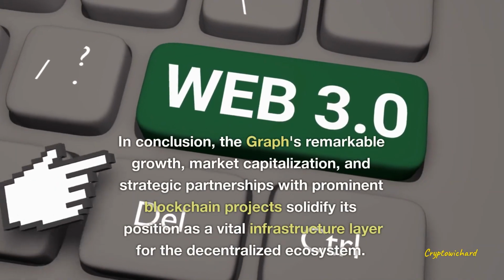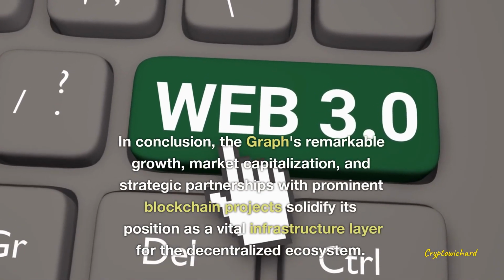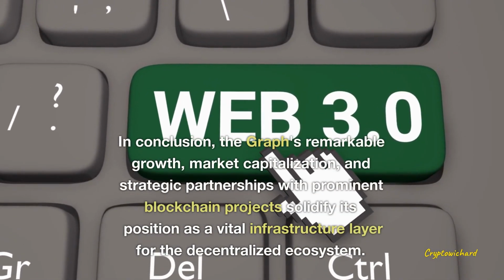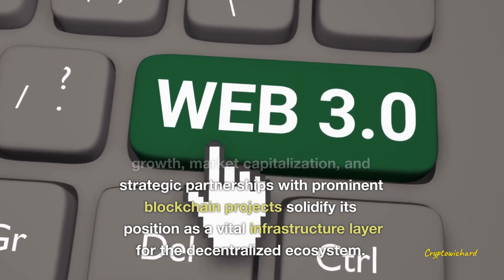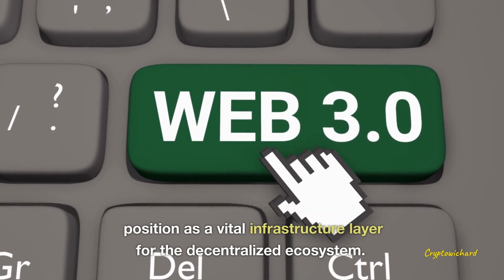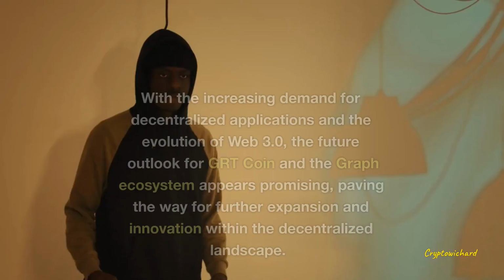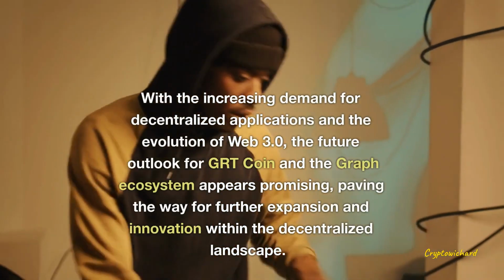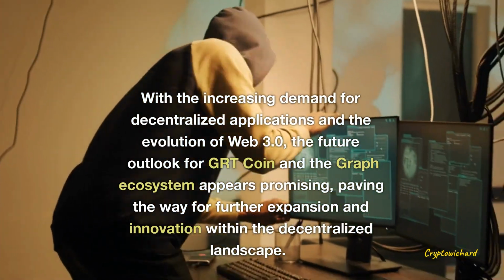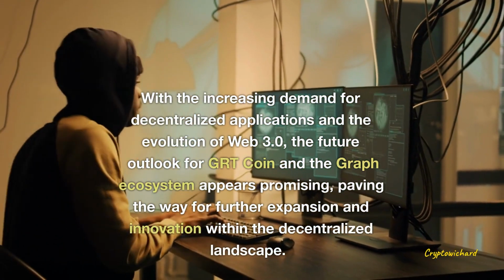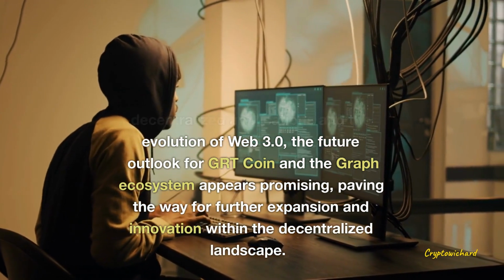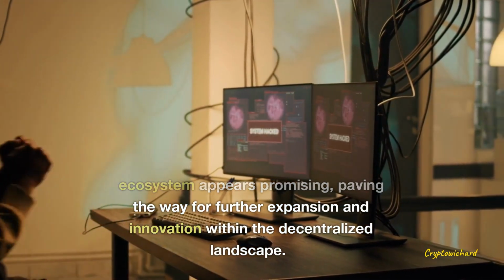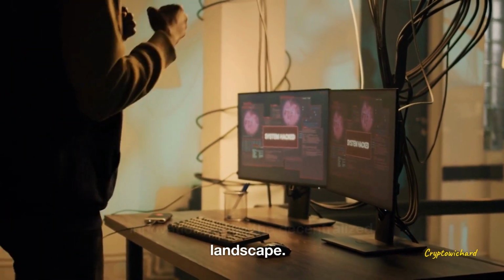In conclusion, the graph's remarkable growth, market capitalization, and strategic partnerships with prominent blockchain projects solidify its position as a vital infrastructure layer for the decentralized ecosystem. With the increasing demand for decentralized applications and the evolution of Web 3.0, the future outlook for GRT coin and the graph ecosystem appears promising, paving the way for further expansion and innovation within the decentralized landscape.